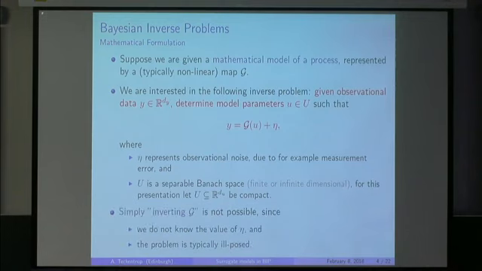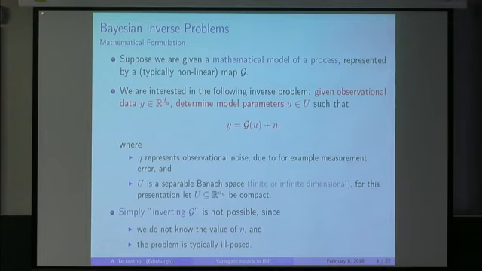Okay. So the problem is that simply inverting the map G is often not possible. So from this equation, you can also see why it's called an inverse problem. You know Y, you want to find U, so essentially you just want to invert the map G. However, as I said, that's typically not possible. So for one thing, we don't know the value of eta, so we don't know what the value of the noise is. And furthermore, the problem is typically ill-posed, so it doesn't have a unique solution that is stable. So there could be several solutions, or there could be no solution at all.